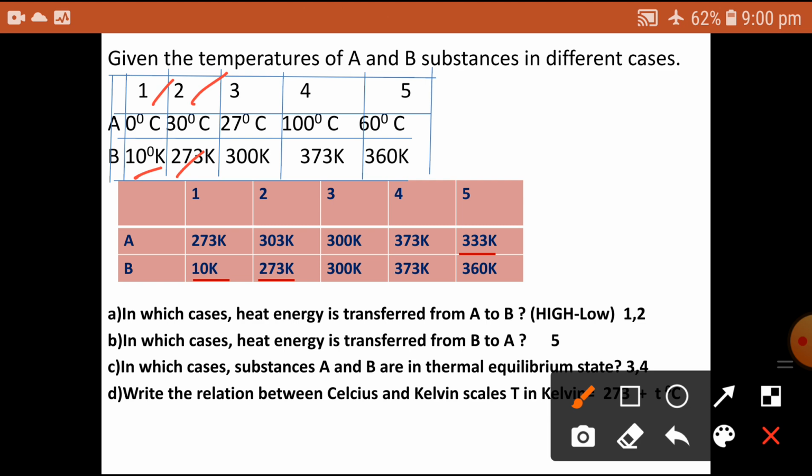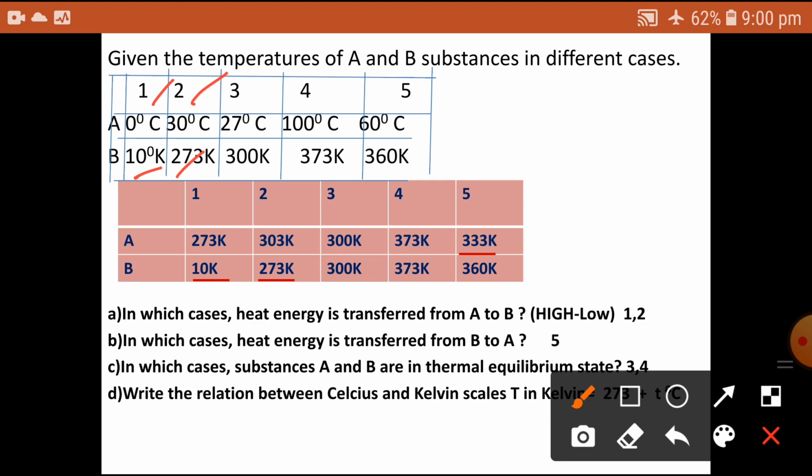And in the third one, here you can see for the substance A they had given in all cases in degree centigrade. For the substance B, in all cases they had given in Kelvin. We have to compare. They asked you in which cases heat energy is transferred from A to B or B to A, or in which cases they are in thermal equilibrium. Likewise, they asked the questions. To answer these type of questions, first of all, you have to convert all the readings into the same scale.